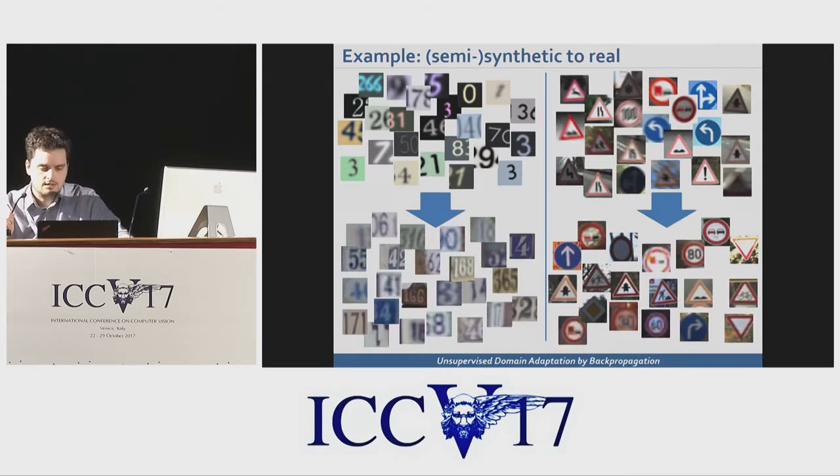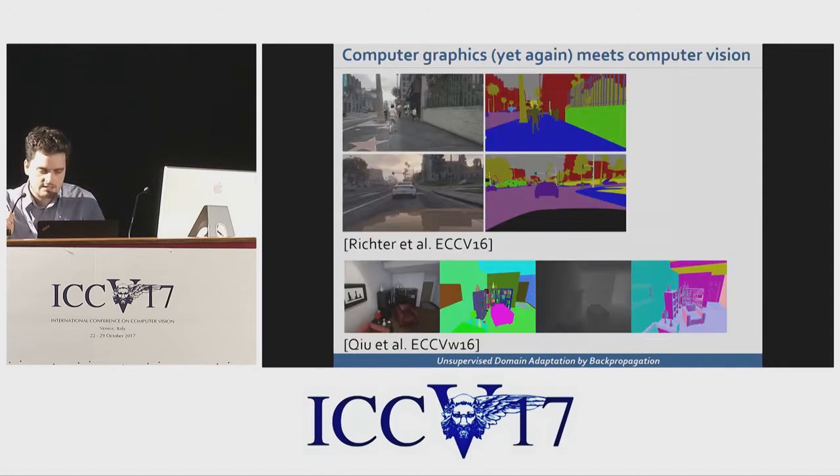Another popular scenario, you train on synthetic data, like on the left, or you train on semi-synthetic data, and I call it semi-synthetic because it uses real backgrounds and real images superimposed on top, but the superimposition process is artificial. And then you want, of course, your trained network to perform well on real data.